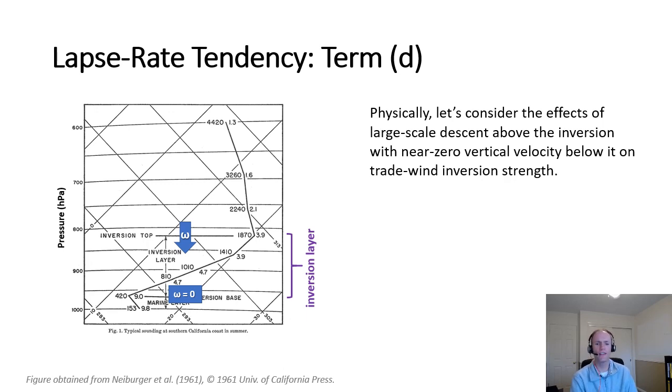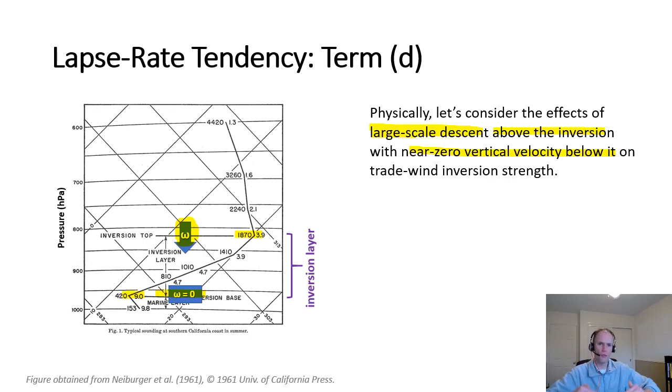So taking a look at this term in terms of our physical interpretation. We're going to look at large-scale descent above the inversion with near zero vertical velocity below it. So you're looking at large-scale descent associated with the descending branch of the Hadley cell coming even all the way to the top of the inversion. Whereas down here at the bottom of the inversion, we're going to assume that the large-scale vertical velocity is near zero. We're in a different air mass.